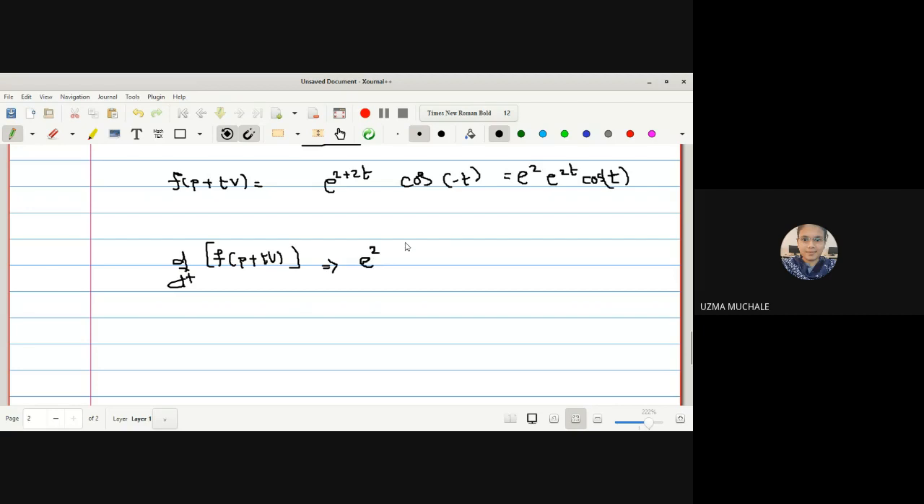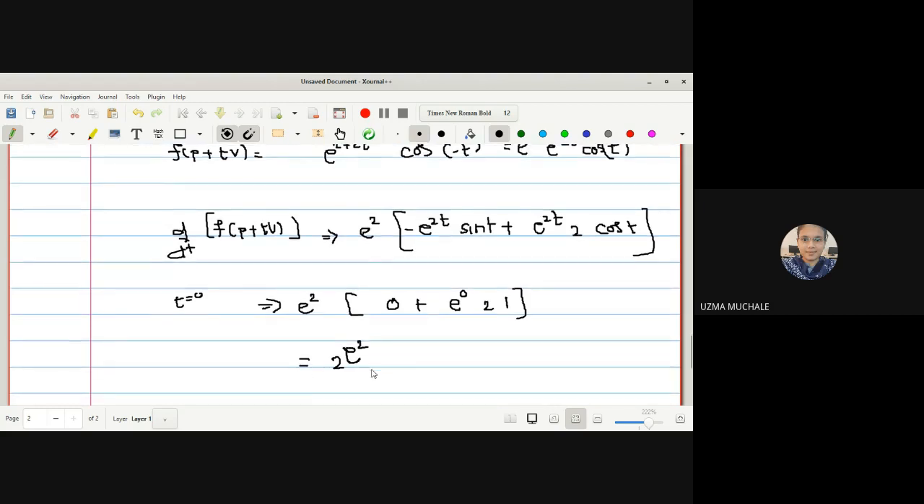As e square is a constant, we can keep it outside, e raised to 2t as it is. Derivative of cos is minus sin t, plus e raised to 2t, derivative of e raised to 2t is 2, into cos of t as it is. U into v rule we have applied. Now just put t equal to 0 for this one, and what you get is e square, e raised to 0, sin 0 is always 0, plus e raised to 0, then into 2, cos of 0 is 1. So you get the answer, 2e square.